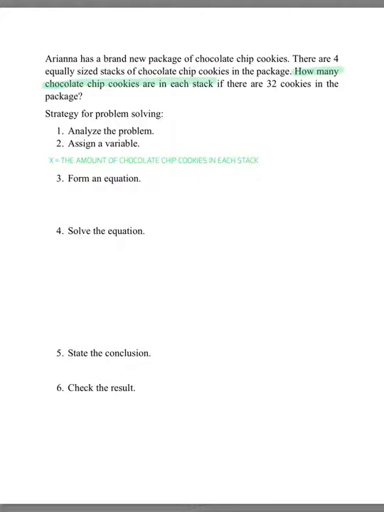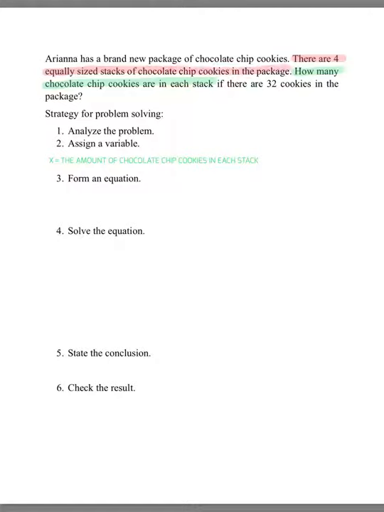Now let us go back to analyzing the word problem, and let's see what else we know. Well, we know it's a brand new package of chocolate chip cookies, so there's no cookies missing. It's a fresh new package, just opened. And we know that there are 4 equally sized stacks of chocolate chip cookies in the package.